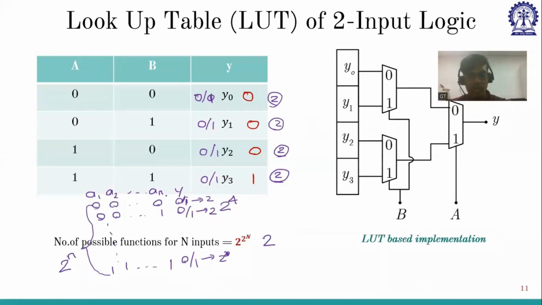So each case output will have two possibilities, and how many such 2s are there? 2 to the power n. So it will be 2 into 2 into 2 into 2, 2 to the power n terms are there. So it will be 2 to the power 2 to the power n. Such possible functions are available for an n-input lookup table. So coming to the next implementation.